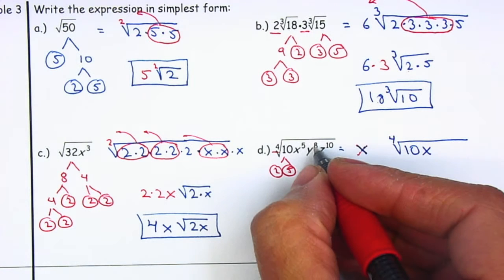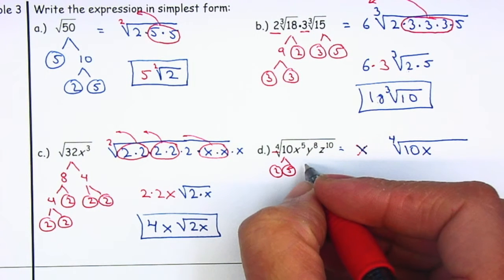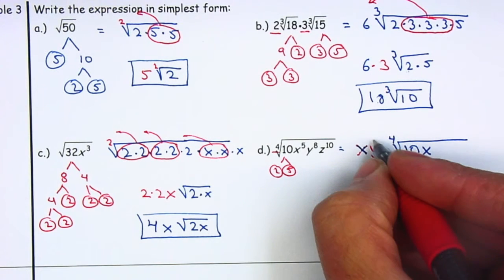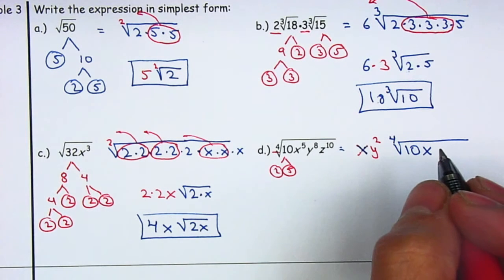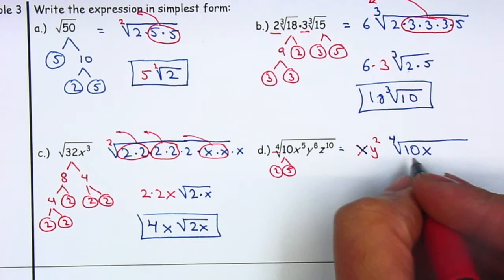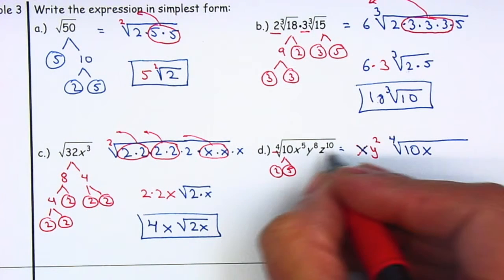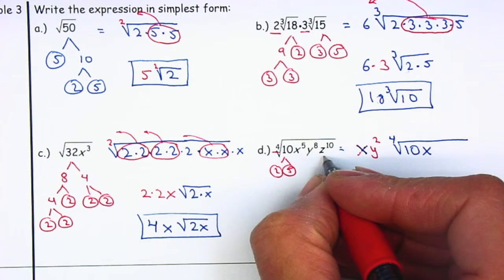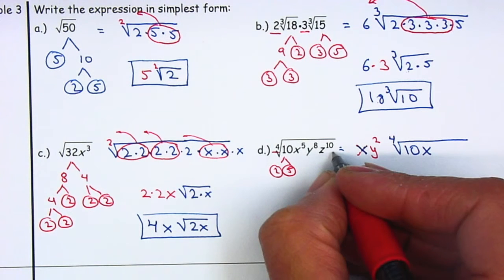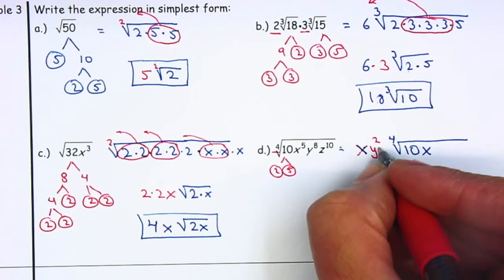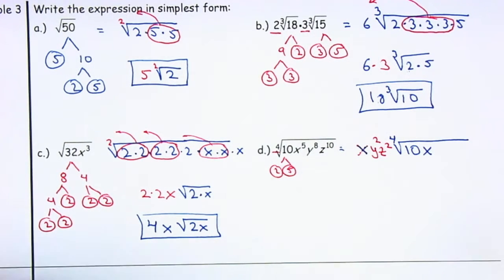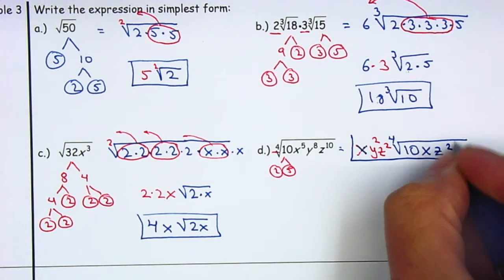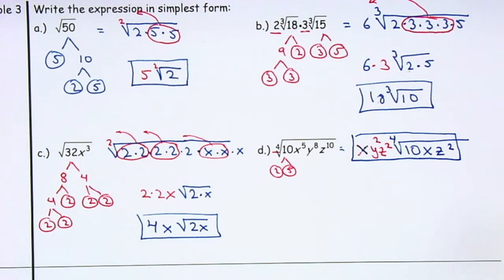For the y's, how many y's are inside? 8. How many groups of 4 can we take out? 2 groups of 4. So we're going to take out y squared. How many are left inside? None. There were 2 groups of 4 that were taken out, and that was all of them. Z's. How many groups of 4 can I take out? 2. Very good. So z squared. How many are left inside? 2. Now that's one way of doing it.